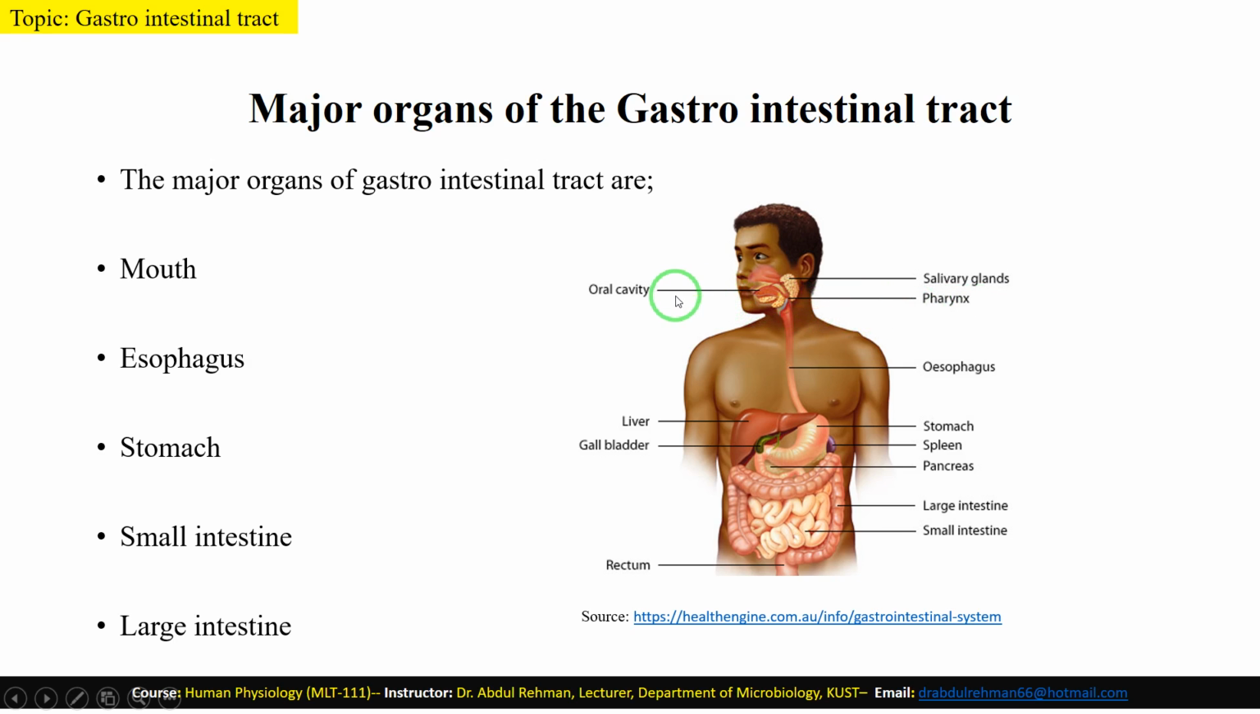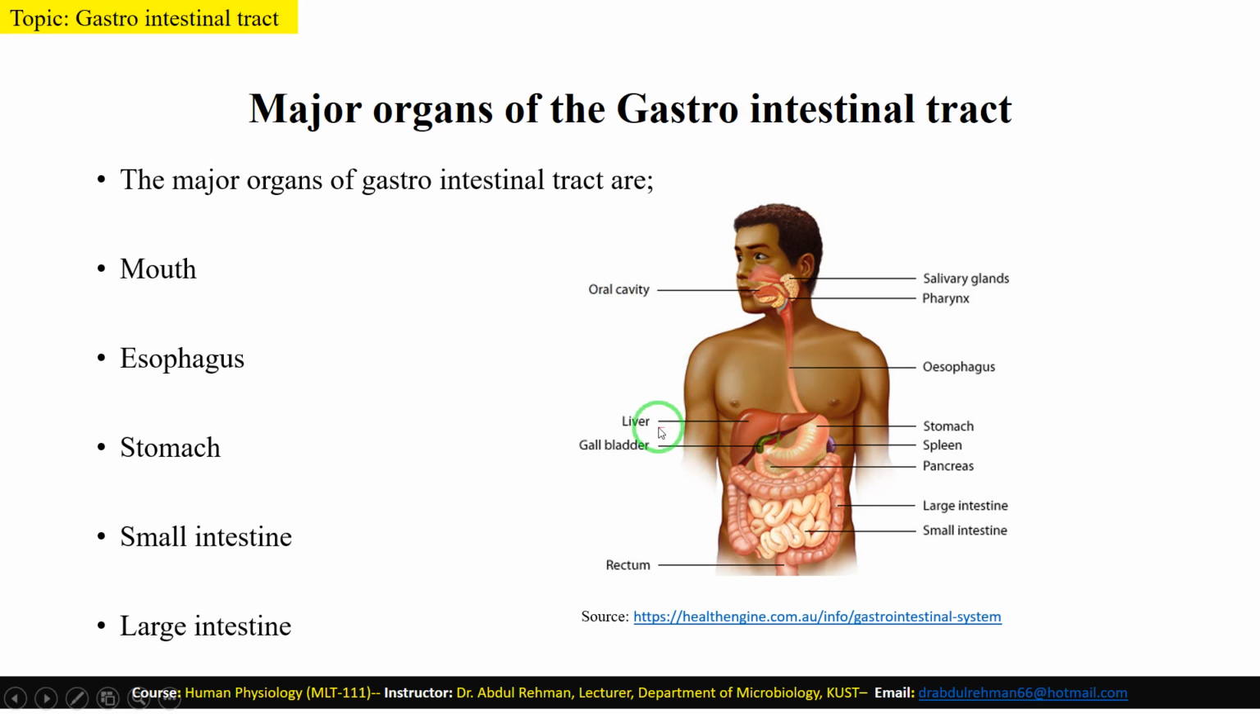So the food, after being swallowed, is passed to another part of the GIT system called the esophagus, which is a long tube connecting the mouth with the stomach. The third part is the stomach, which is a J-shaped structure, and it contains different cells that release different enzymes, and these enzymes then play a role in the digestion process.